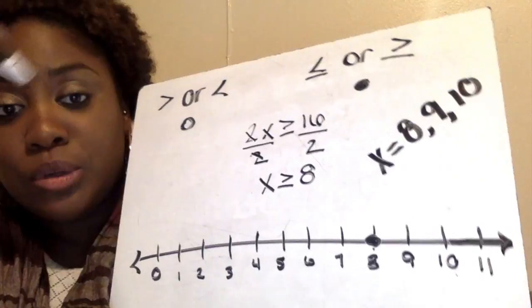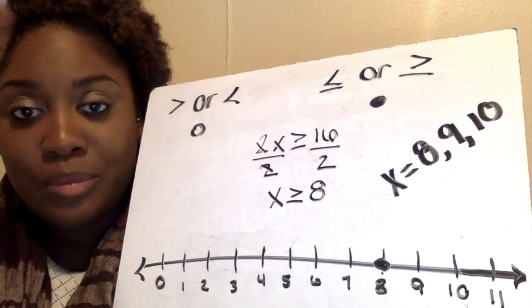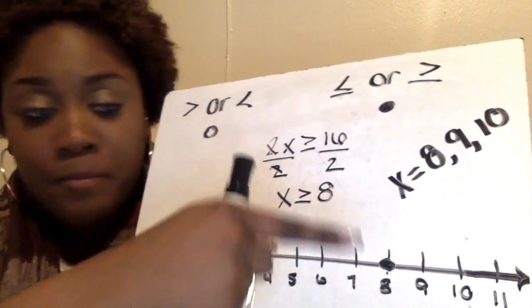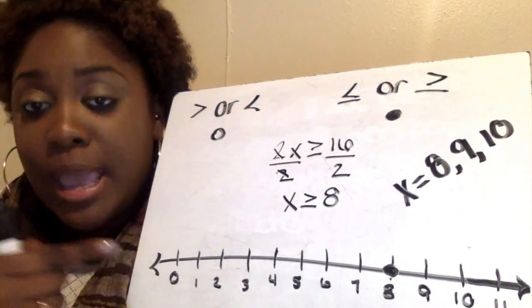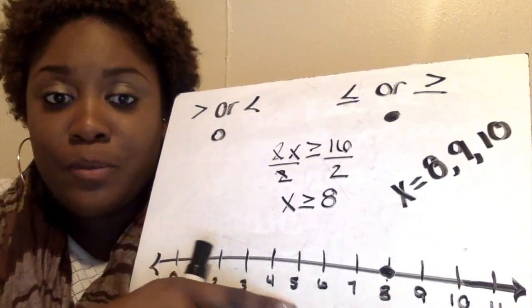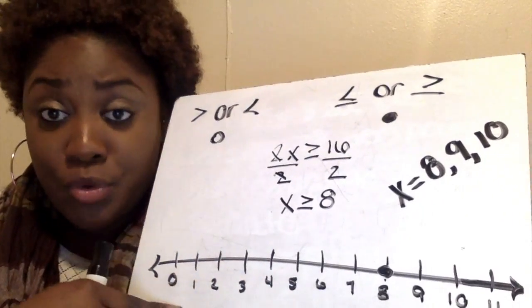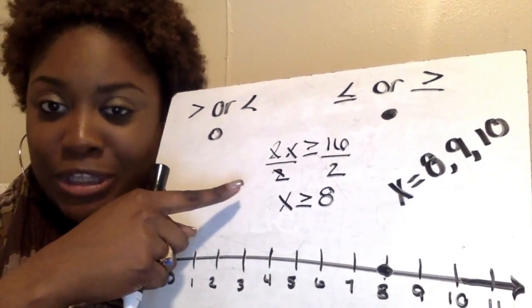So we want to color in or shade in the numbers that will satisfy it. So it's going to be everything on this side. Now, if I were to draw my line back this way, I would be incorrect, because we know that 7, 6, 5, 4, 3, 2, 1 is not going to make this true.